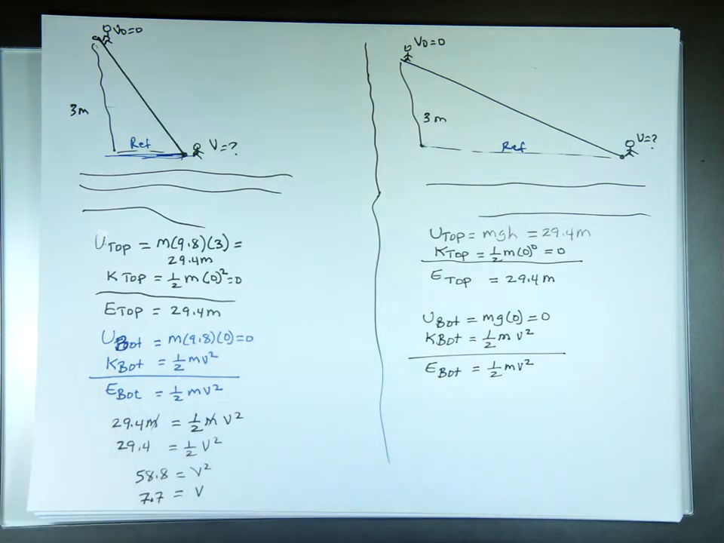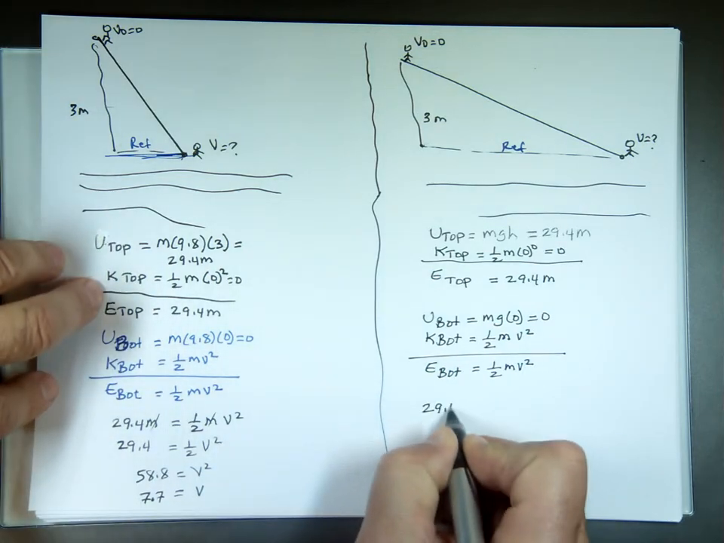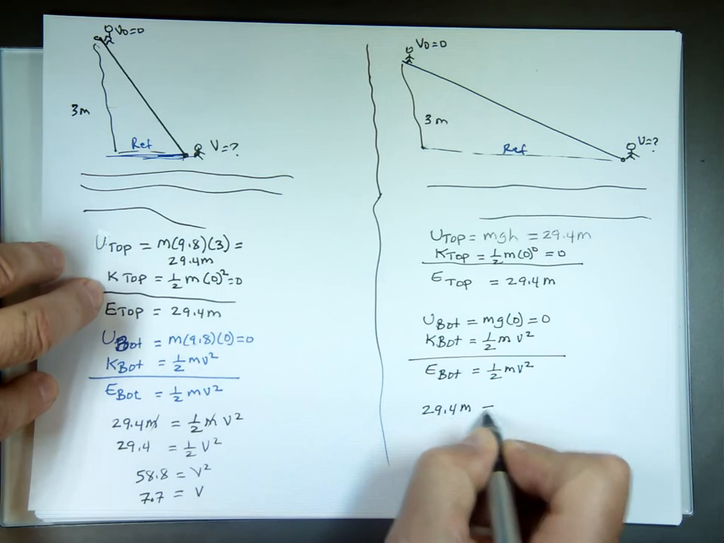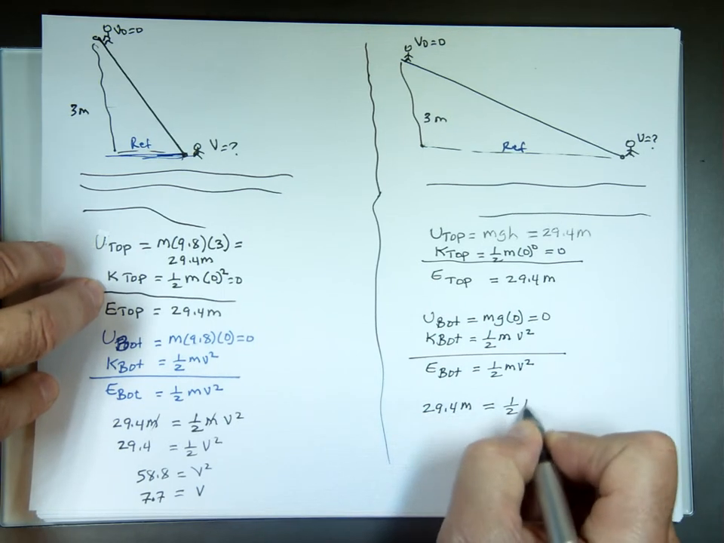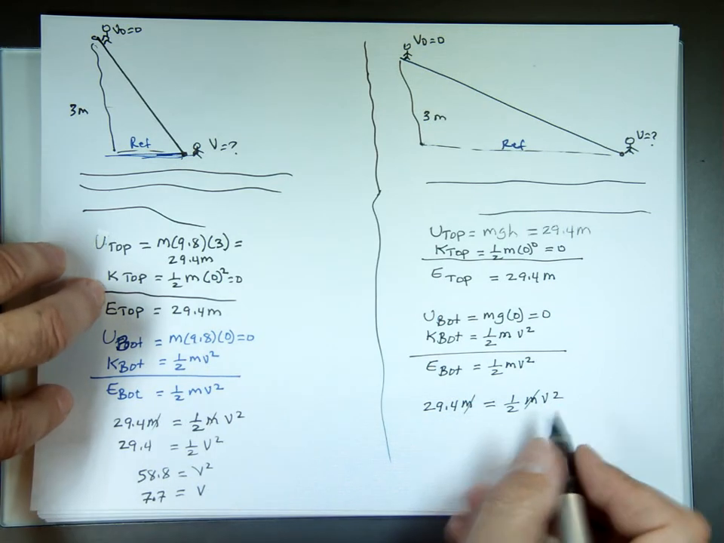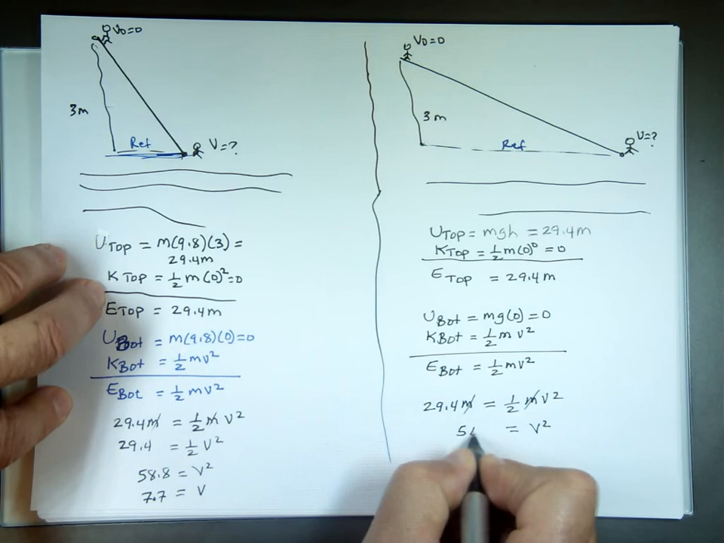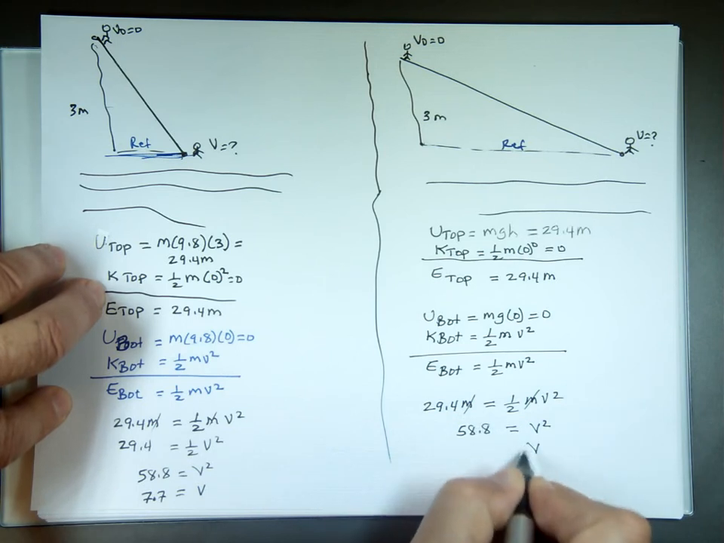What do we know about these two numbers, the top and the bottom? They should be the same. Let's set them equal to each other. And what do you notice? It's the same exact thing. V squared equals what? 58.8. And V equals 7.7 meters per second.